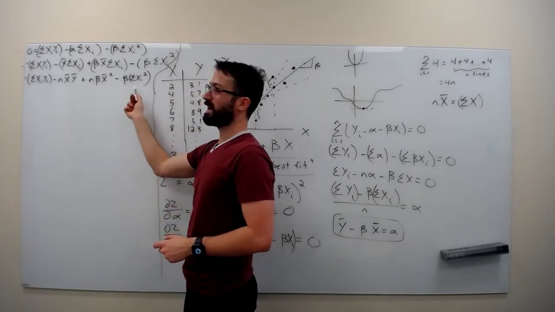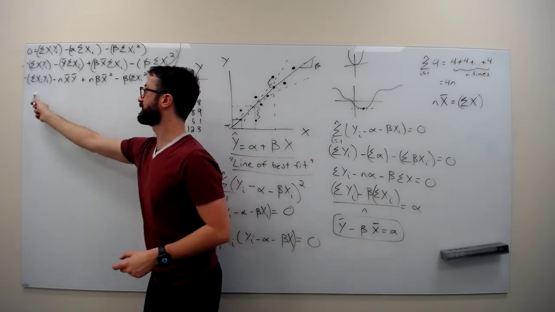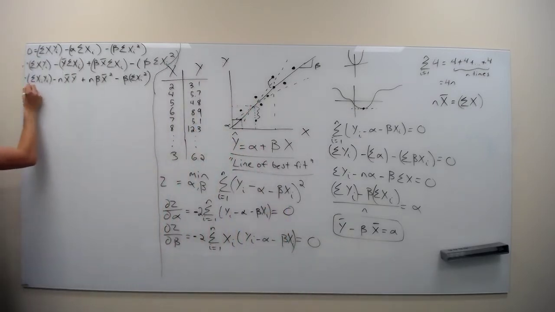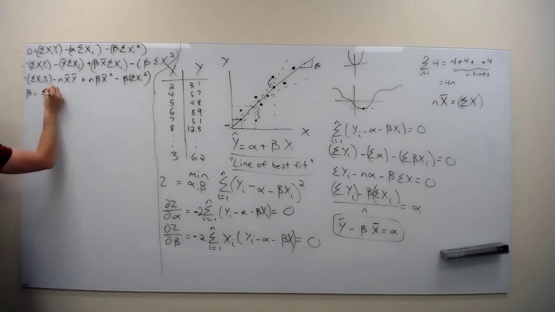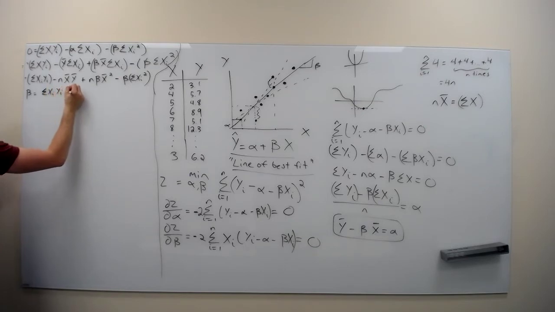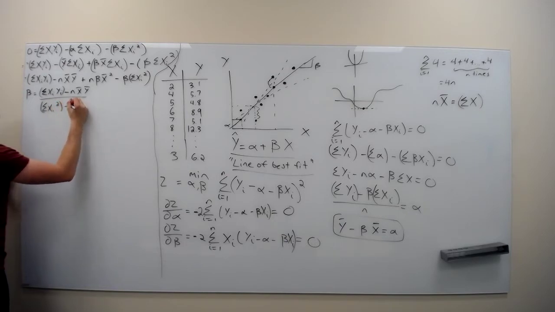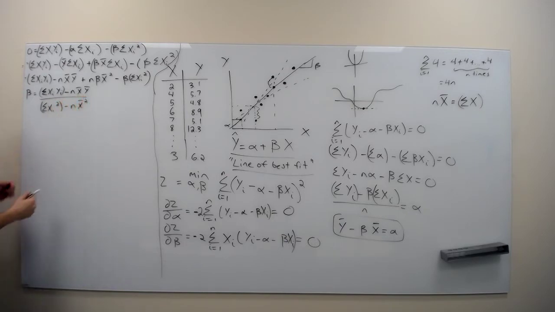We can factor out beta from these terms and divide this side by these terms. So I'm just going to write that and then we'll talk about what I did. Beta equals the sum of xi yi minus n x bar y bar, in parentheses, over the sum of x... minus... just make sure I did that right.